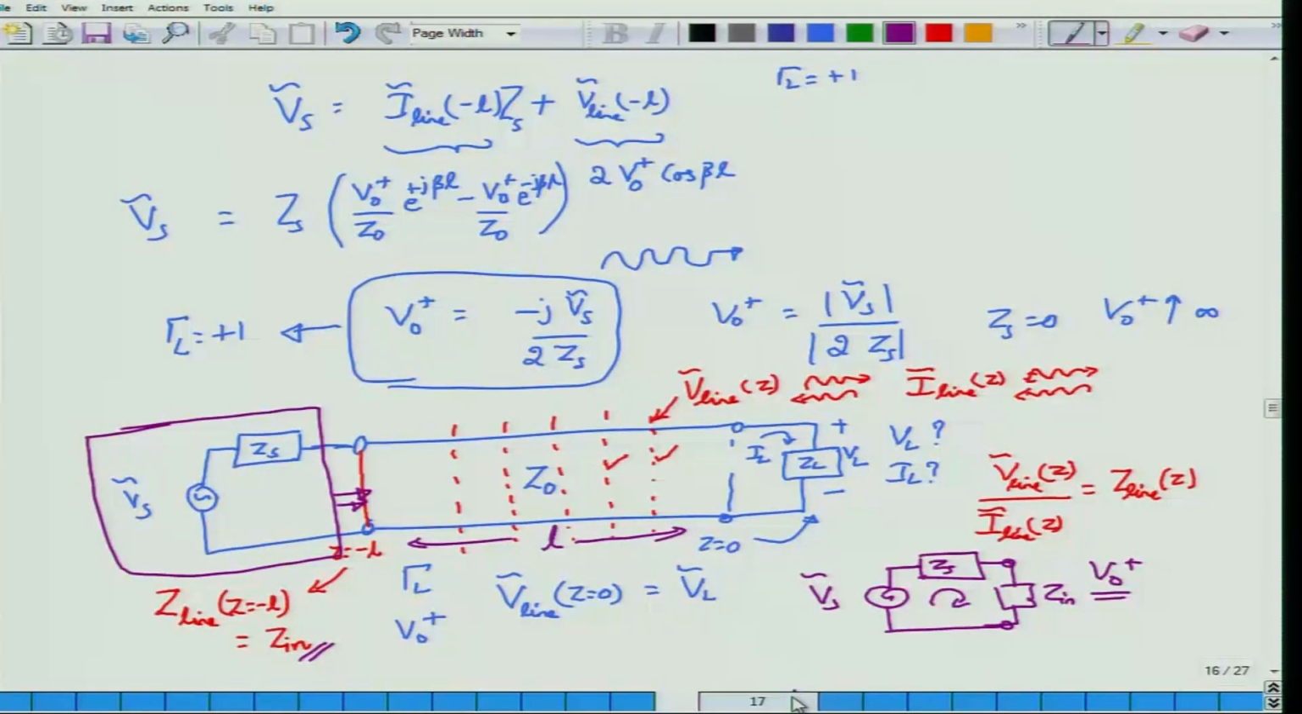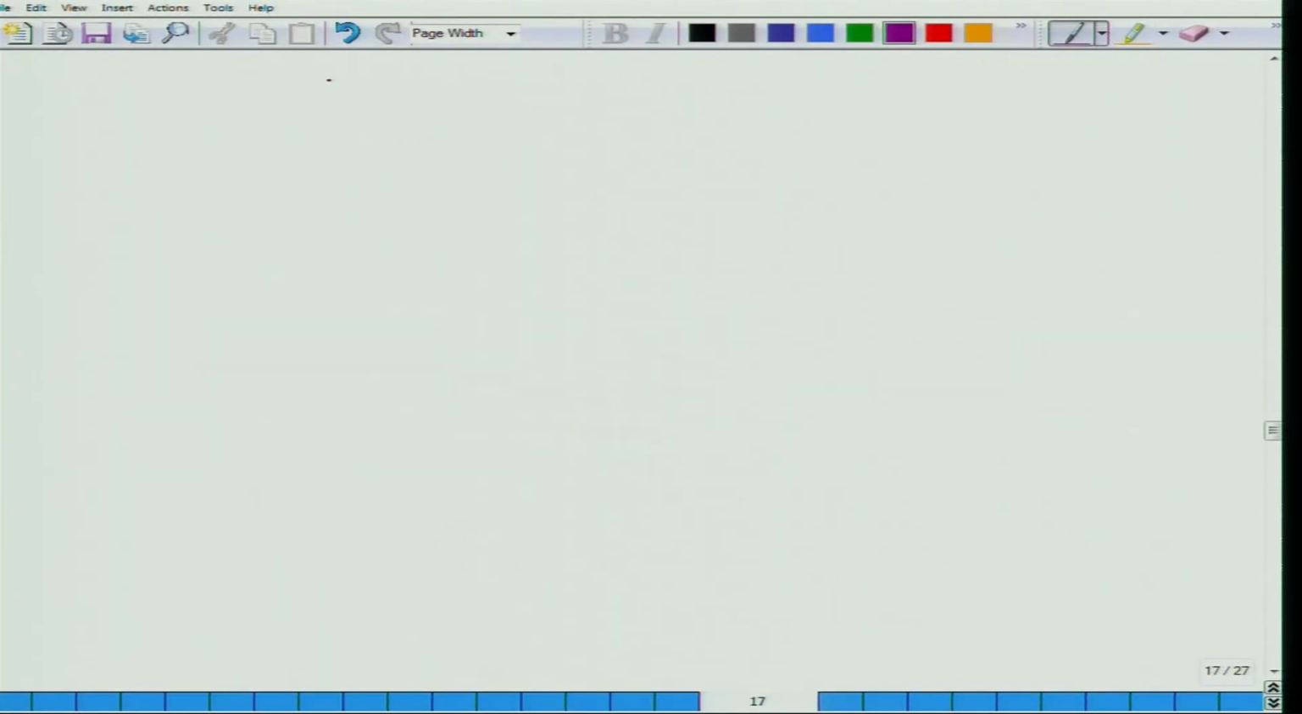So, what is that input impedance? How do I calculate it? This requires that we first define the line impedance. Our definition of the line impedance, which of course varies at different points on the transmission line, is nothing but the line voltage phasor to the line current phasor.